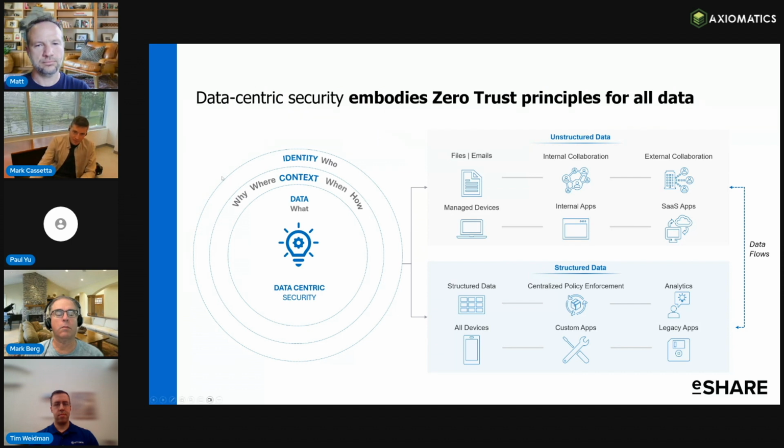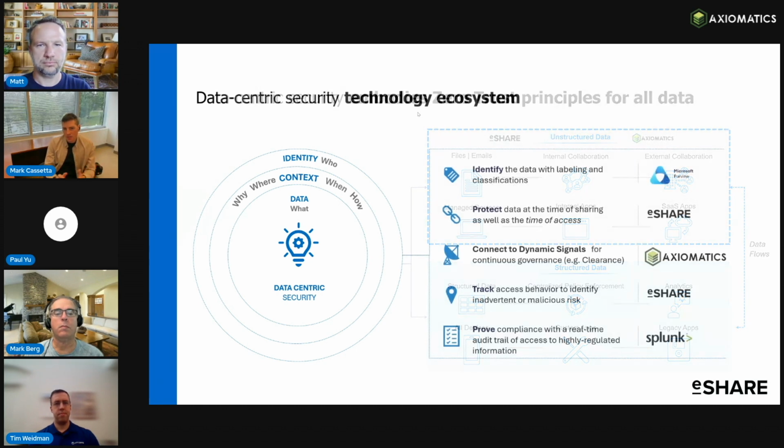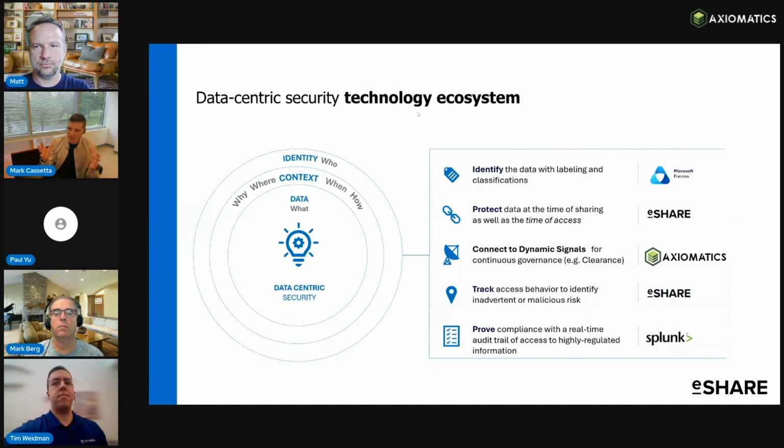Now, today, we're going to focus on unstructured data and really how eShare and Axiomatics have brought data-centric security to life in that context. And from a technology ecosystem standpoint, there are a number of pieces that come together here, as you'll see in the demo. So the first is, organizations have been embracing labeling for many years, but there's been a pretty massive acceleration over the last 3 or 4 years, and Microsoft Purview is certainly at the center of that. And labels can go a long way to helping to identify the context of the data.